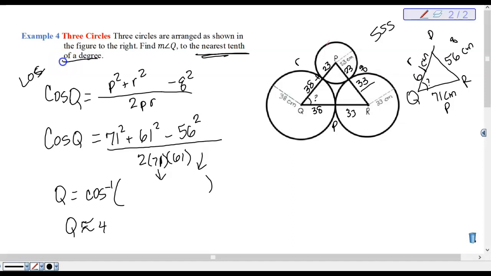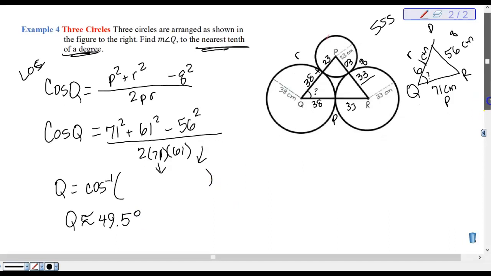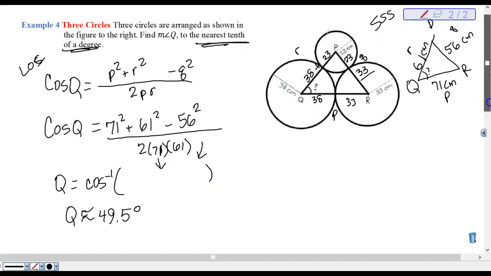So I could say approximately, and it says to the nearest tenth. So let's go back and look at that, to the nearest tenth of a degree. That would be 49.5 degrees. And that's all we were asked to do. And so we are done with that one.